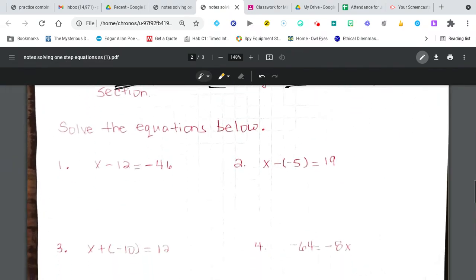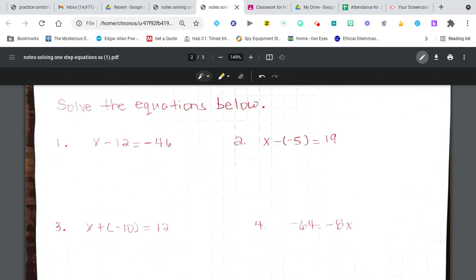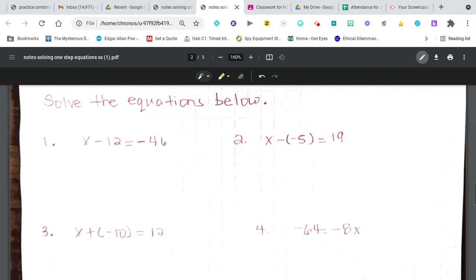All right, so the rest of this, we're going to just solve some varied types of equations, and then we'll be finished, okay? So let's take a look at 11. First of all, I want to know what side the variable is on. Well, the variable is on the left, and I need to get rid of -12.